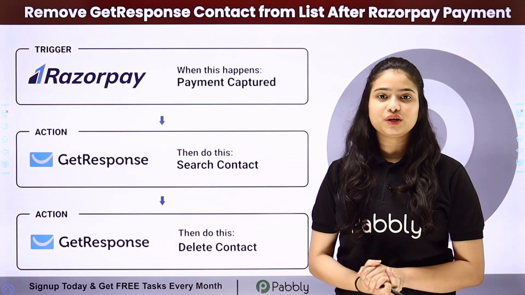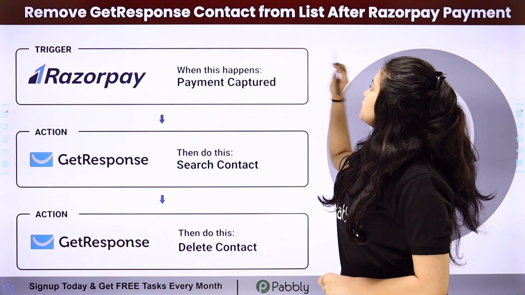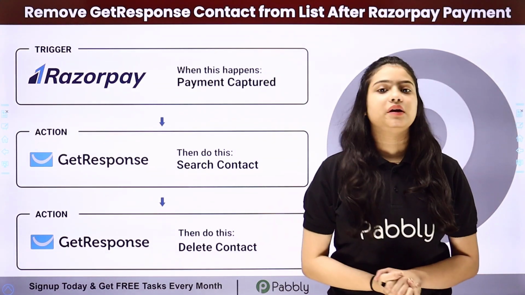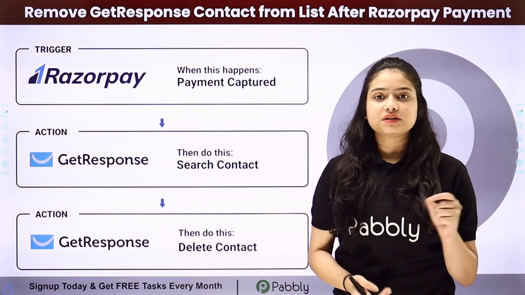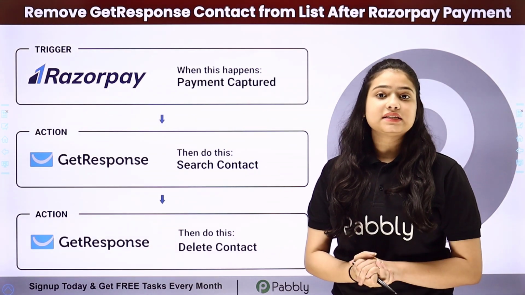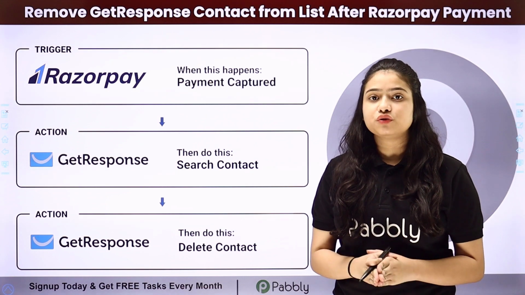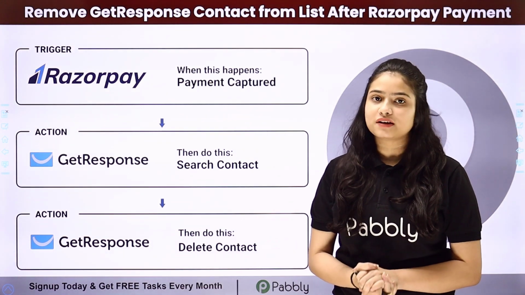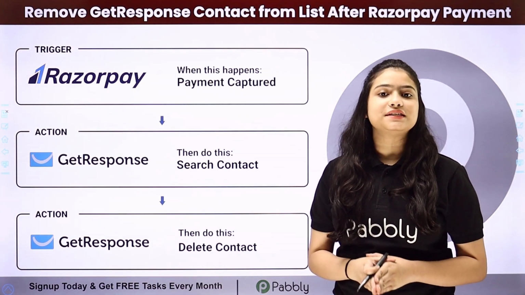In this video, we are going to learn how to remove a GetResponse contact from a list after a Razorpay payment. I want that whenever a person makes a payment through Razorpay for a particular product, the same person, after making the payment, should automatically be removed from a specific list in my GetResponse account. So how are we going to automate this entire process?